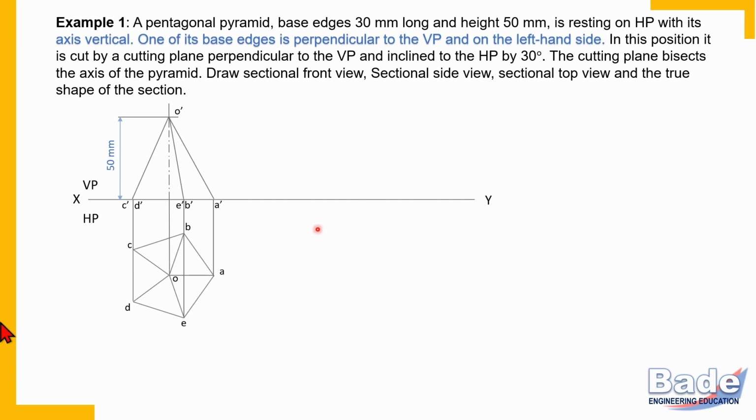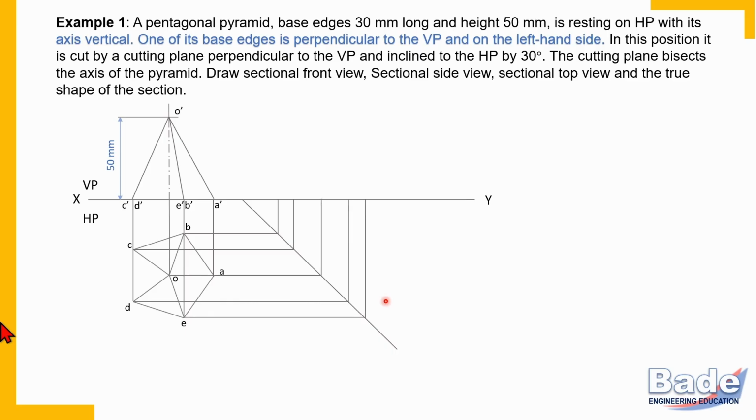So we'll draw side view as usual. Draw a line 45 degrees at a convenient distance, and as usual project all corners in the side view. So these are horizontal lines up to the 45 degrees line, and then project all these points on XY line. And this is how we have transferred all base corners on HP.